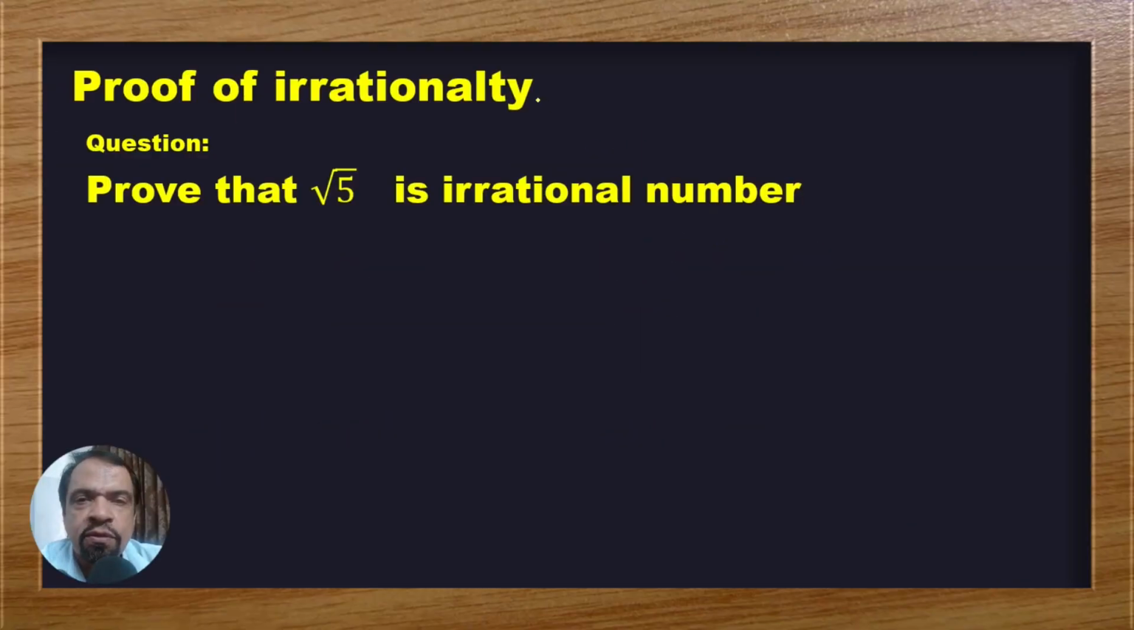Now students, the next concept is the proof of irrationality. You will find this kind of question in this chapter. Prove that root 5 is an irrational number. First of all, we will start by letting root 5 be rational.